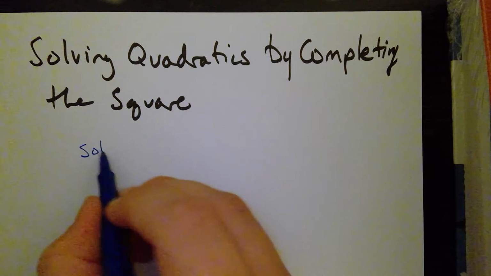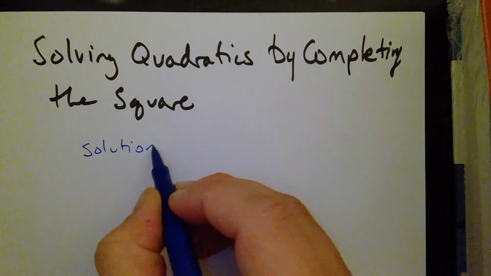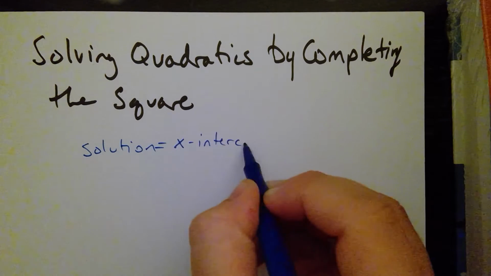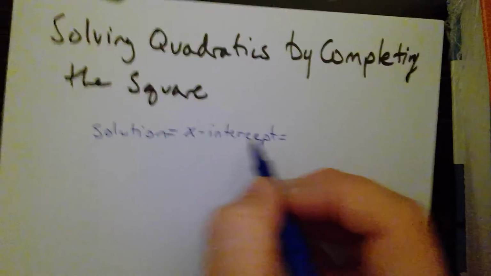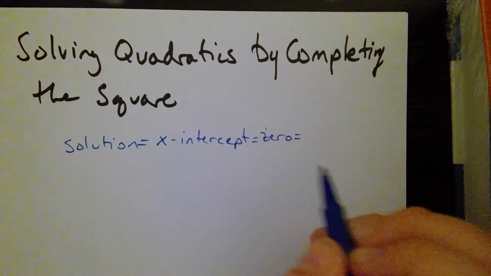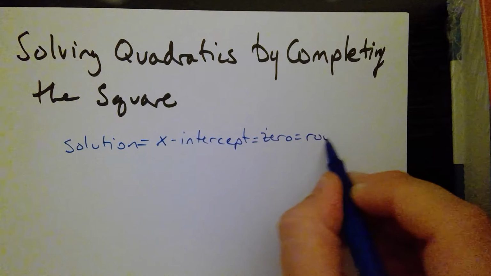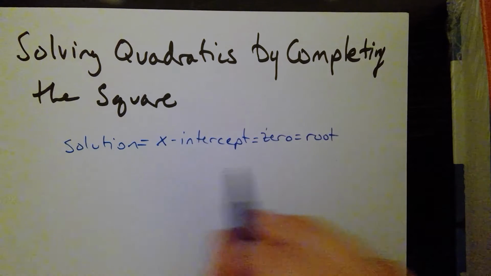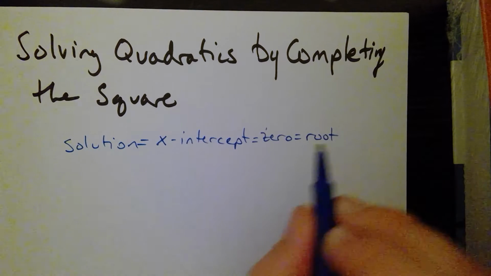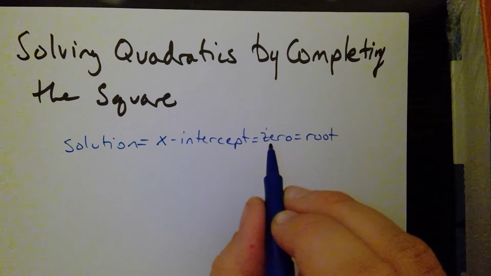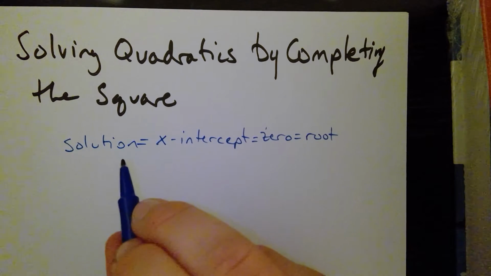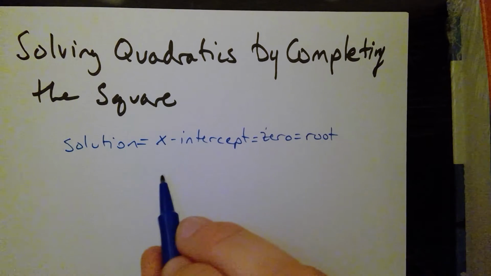So first off, we're going to review our solutions. We talk about the word solution. We also have the word x-intercept. We also have the word zero. We also have the word root. All four of these words mean the exact same thing. We need to be able to recognize if I say find the zeros, that means the roots, that means the x-intercepts, that means the solutions. They're all the same.